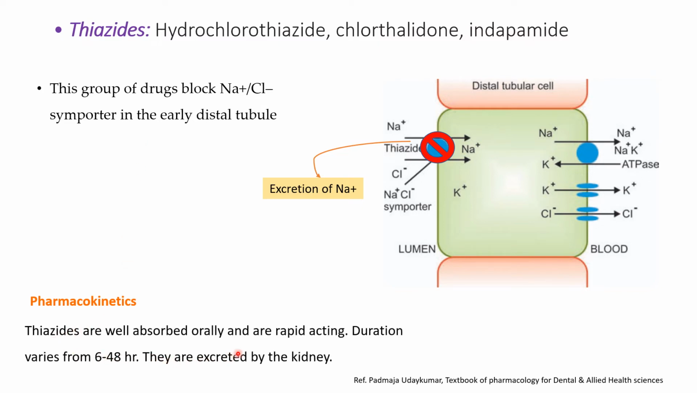Now the pharmacokinetics of thiazide diuretics. Thiazides are well absorbed orally and are rapidly acting. Duration varies from 6 to 48 hours. They are excreted by the kidney.